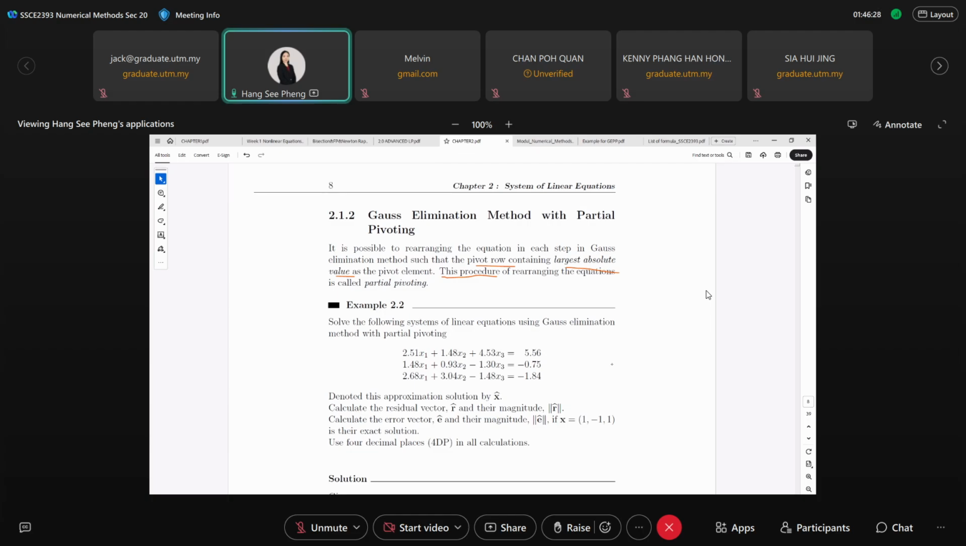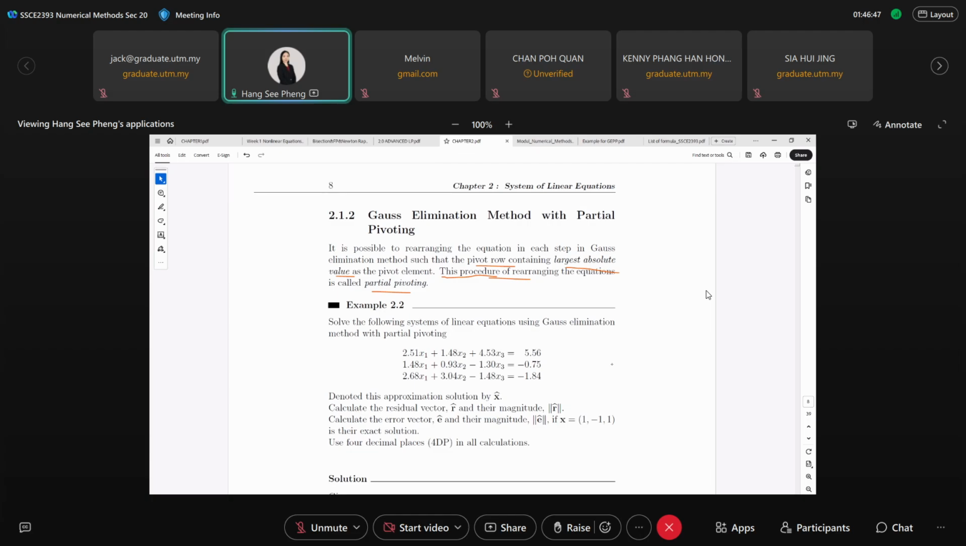But here, with Gauss elimination with partial pivoting, you have to check whether the pivot element is the largest compared to its column. If that is not the largest, then you have to rearrange the equations. This process we call partial pivoting.